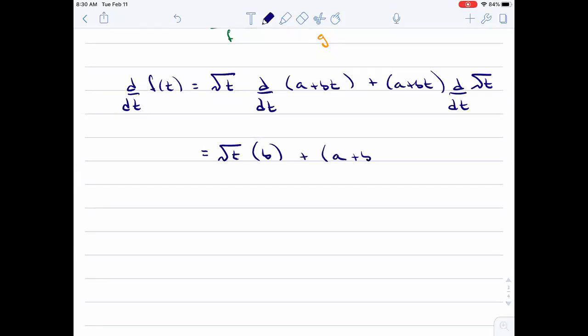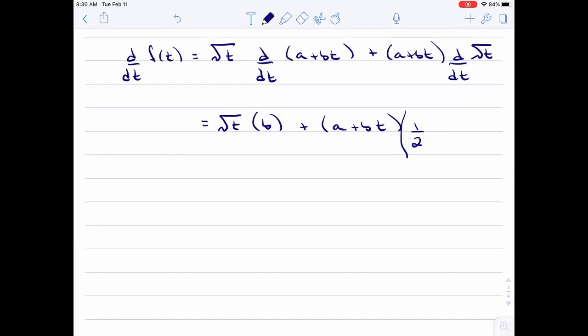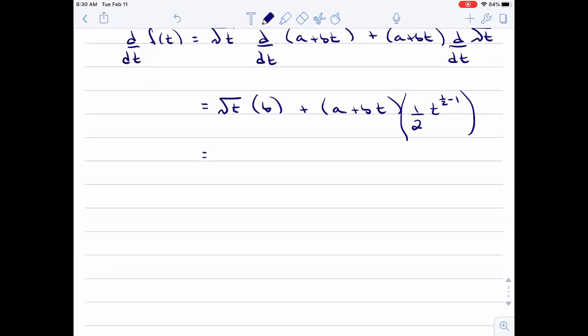Plus, and then we'll keep the a plus bt steady. And then we're going to take the derivative of root t with respect to t. And so we get 1/2, put brackets around here just so we can keep track of them, 1/2 t to the 1/2 minus 1. Do this one in a couple of steps here. So we get b root t, or how about we write b root t just so it looks nicer, plus a plus bt times 1/2 root t is what that would simplify to.